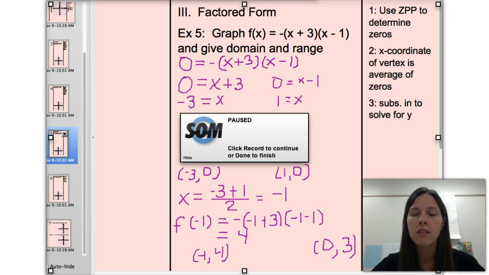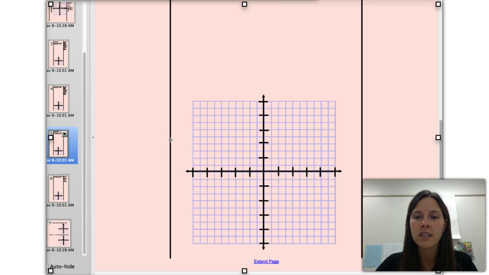So make sure you get all this information down. I'm going to have to scroll in order to get to the graph, and the writing will disappear on us again. Alright, so getting all of this information on our graph, we're going to start with those x-intercepts at -3 and +1.